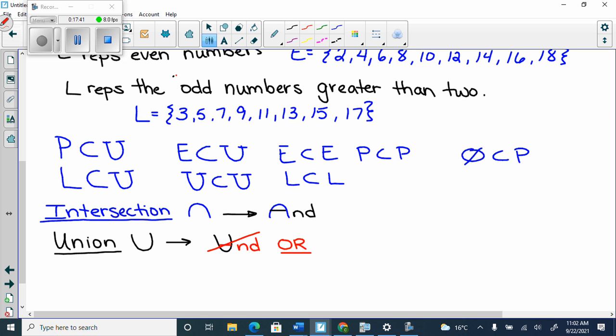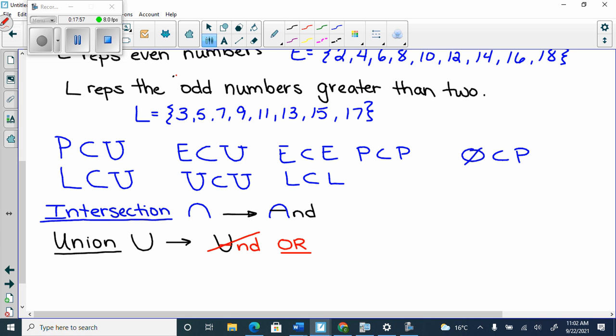Yeah, that's why I don't use the O thing to make it or. If it can't write and, it means or. If it can write and, it means and. The only options we have are and or. This symbol here, the downward symbol means and, the upward symbol means or.